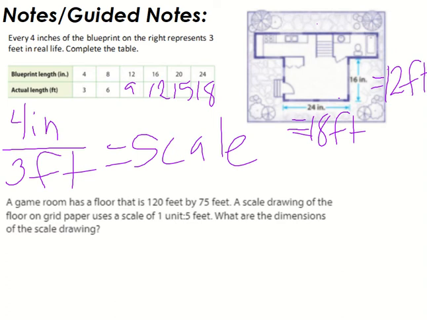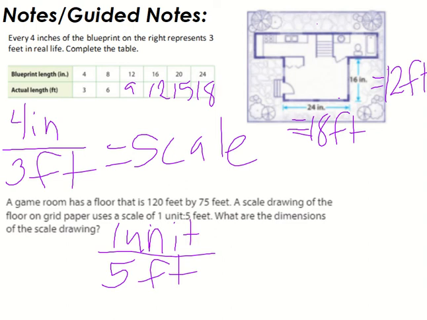So we have our scale, right? So 1 unit for every 5 feet. We want to find out what that is on the scale. What is it on the grid paper? So what we're going to do is set up a proportion. Remember how they said these are proportions. Let's do the 120 feet first.